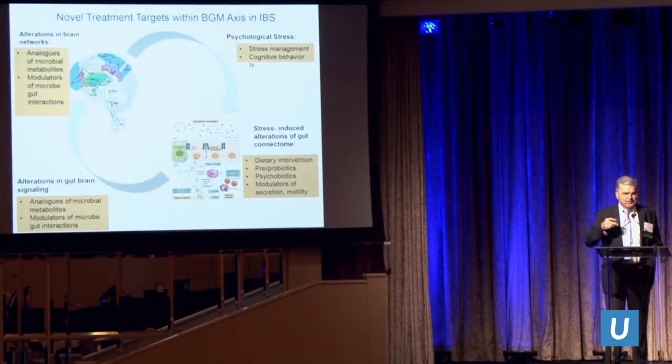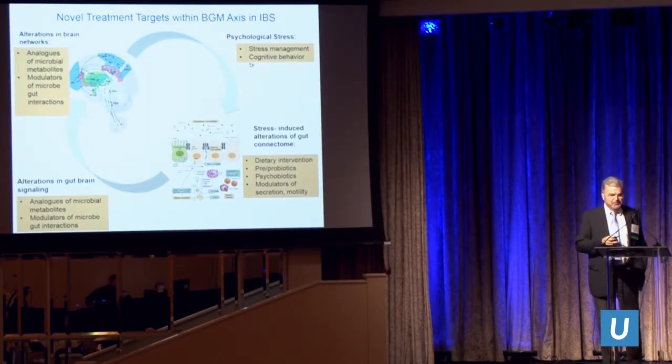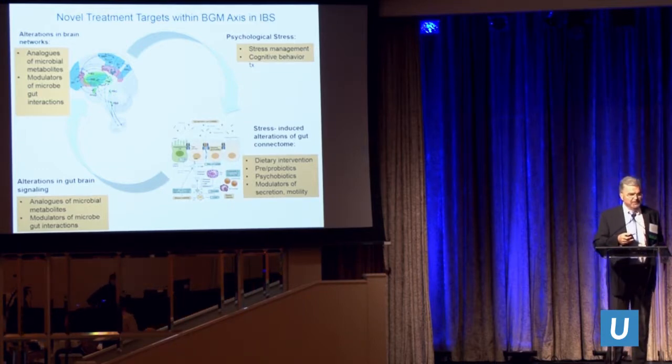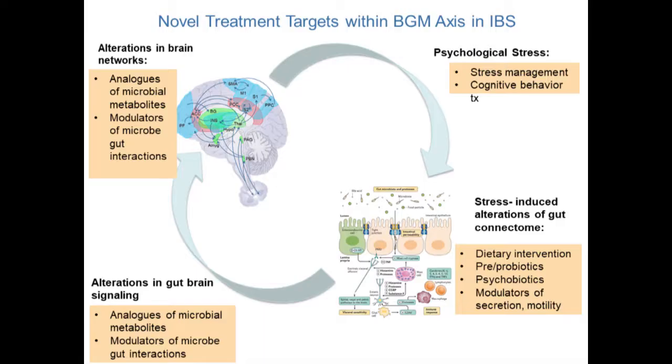In terms of psychological stress, to come back to what we talked about earlier: stress management, cognitive behavioral therapy. At the gut level, dietary interventions, pre- and probiotics, the term psychobiotics, really established just in mouse models, with very little evidence yet in humans that you can take a probiotic and affect your mind in a significant way. And modulators of secretion and motility, so the drugs that we have today.